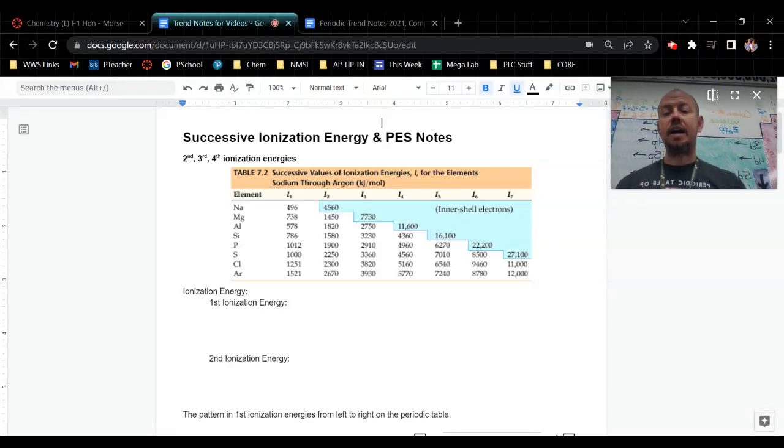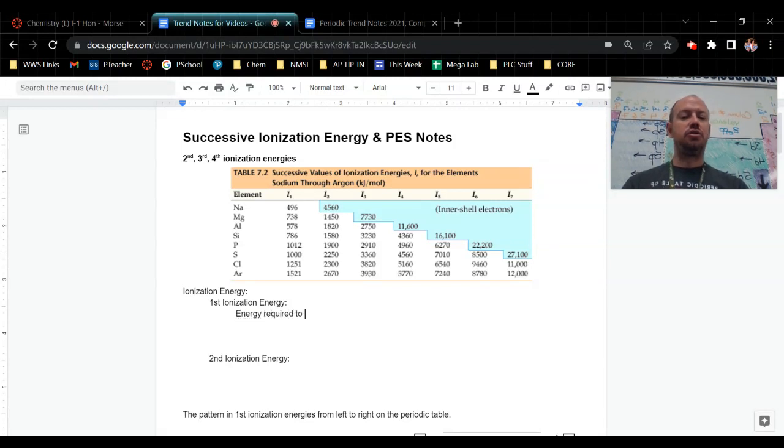Here we are looking at something called successive ionization energy, and we're going to also make some connections with photoelectron spectroscopy. So right here we've got a data table, once again, successive values of ionization energy for the elements. What's important is to remember what ionization energy means: the energy required to remove a valence electron from a neutral atom.